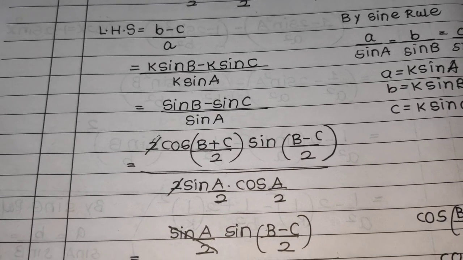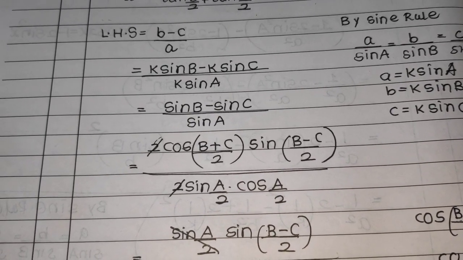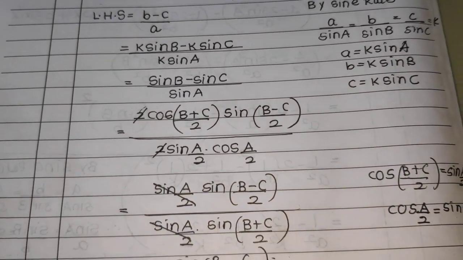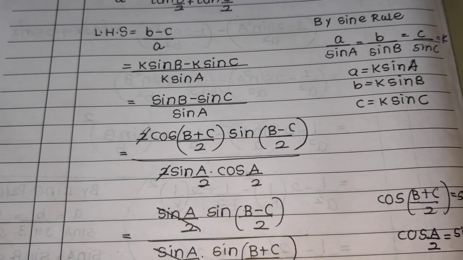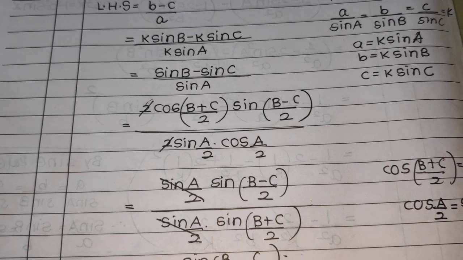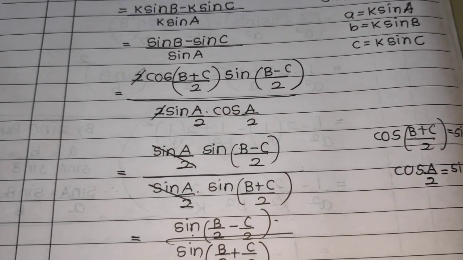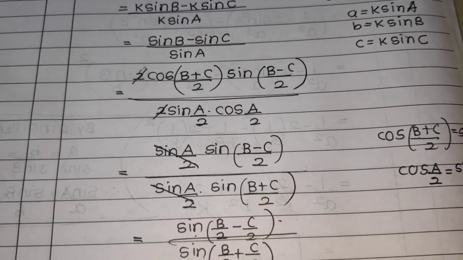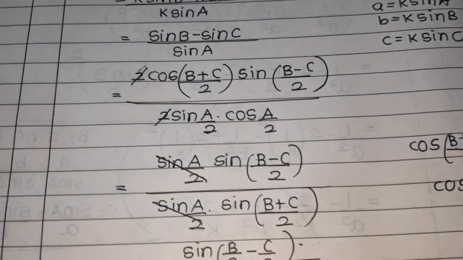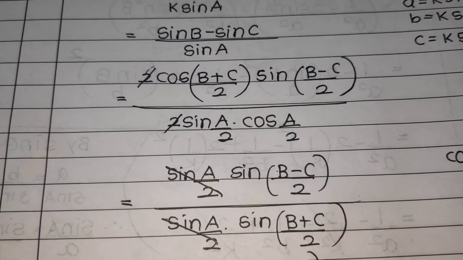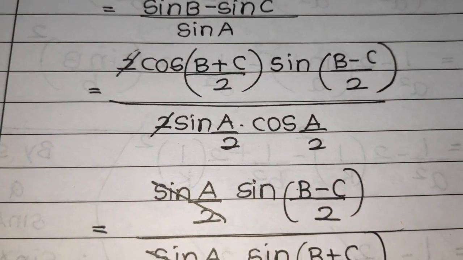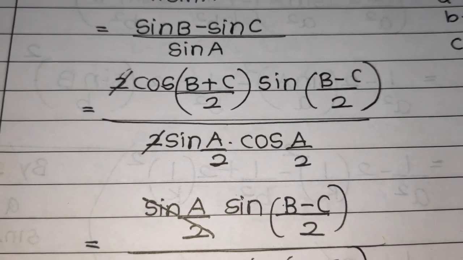Now sin b minus sin c can be written as 2 cos of (b plus c) by 2 into sin of (b minus c) by 2, whole divided by sin a. So sin a will be 2 sin a by 2 into cos a by 2. Both sin a by 2 get cancelled. Now we are left with sin of (b minus c) by 2, the whole divided by sin of (b plus c) by 2. So that by 2 can be given to b as well as c.